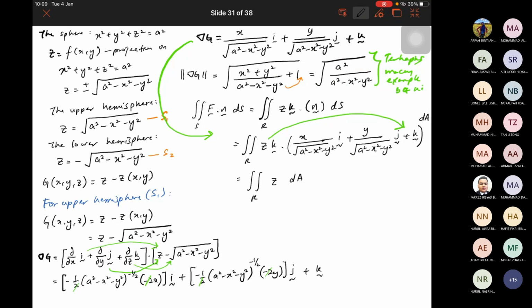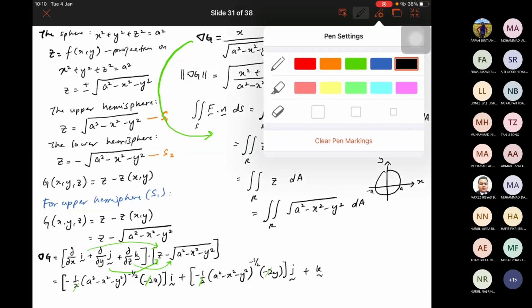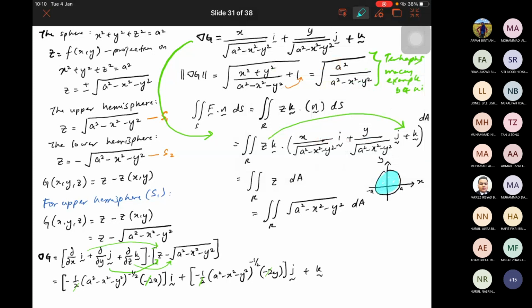So z is equal to the square root of a squared minus x squared minus y squared dA. So dA, it will become over the x and y region, which gives negative of a and a. So this is the bounded region R.